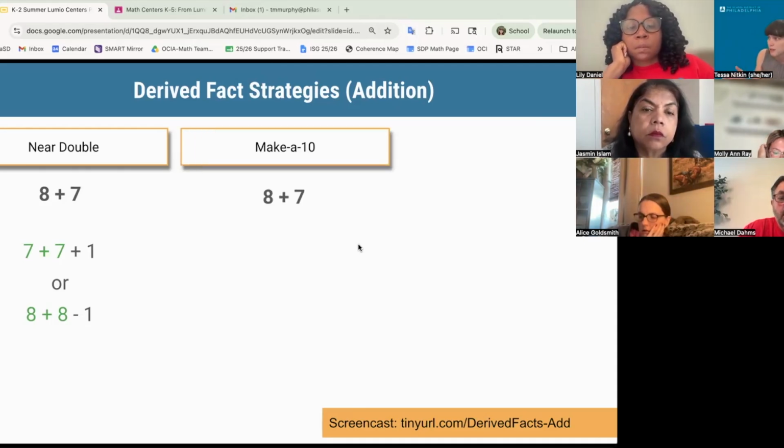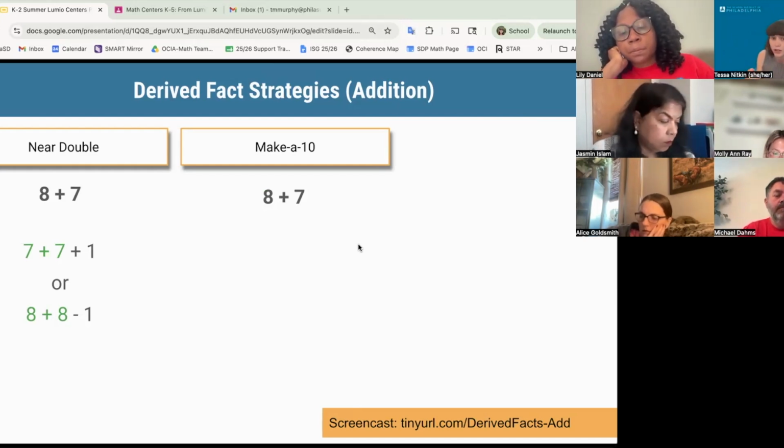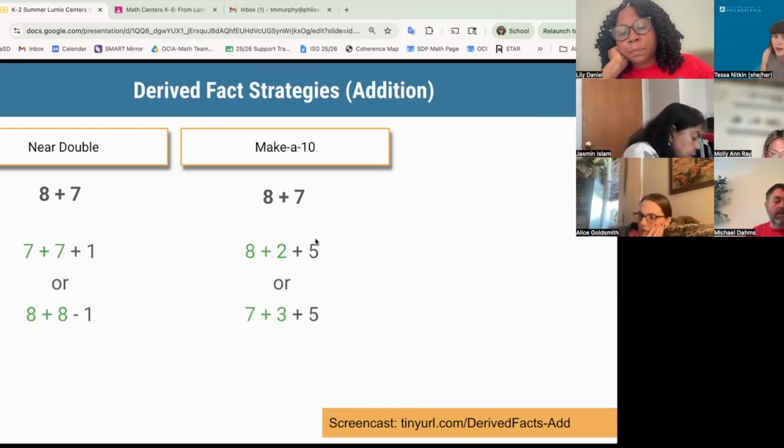Same problem, 8 plus 7 again, but using a make a 10 strategy. For this one, I need to know my combinations of 10, right? We said that those are really important earlier. I know that 8 is only 2 away from 10. So I know 8 plus 2 is going to make 10. If I take 2 from my 7, I have 5 left over, and I get to 15. Similarly, if I know that 7 plus 3 is going to get me to 10, then I have 5 left over from that 8, and I get to 15.